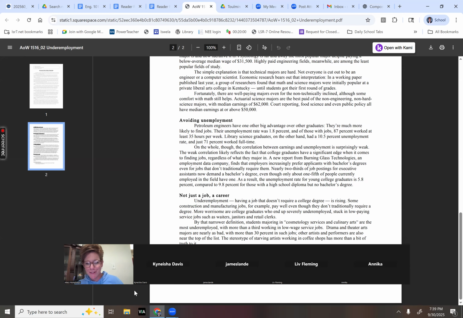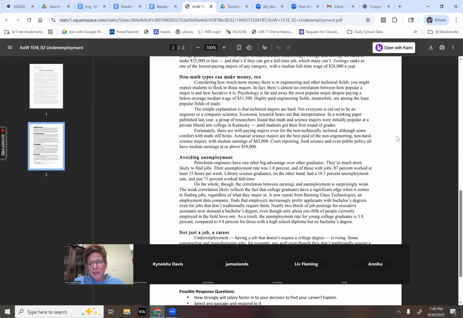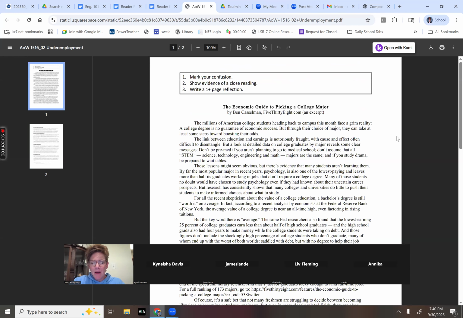Okay, I'm going to give you an easy tip. Are you ready? A qualifier is just going to be like 1 or 2 words, typically, whereas a warrant is sometimes much longer. Sometimes the warrant's completely implied, right? So if I were reading this claim up here, that a college degree is no guarantee of economic success, but through their choice of major, they can at least take some steps towards boosting their odds, an unstated warrant here is that people go to college just to make money, right?